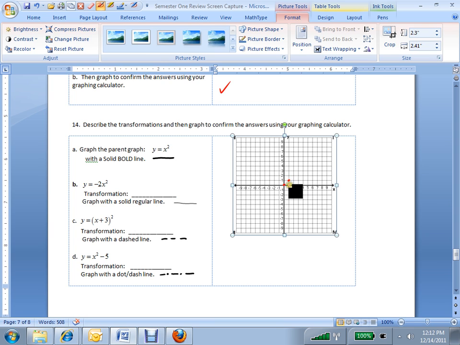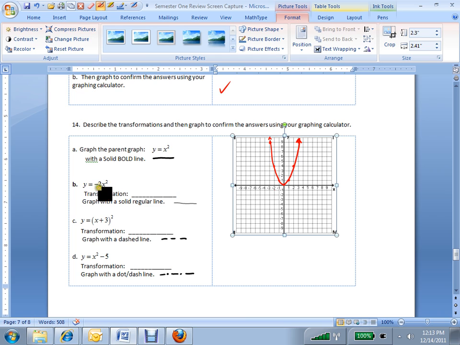So 1 squared is 1. If x is 2, 2 squared is 4. If x is 3, 3 squared is 9. You can also graph the other points. Negative 2 squared is positive 4 and negative 3 squared is positive 9. We now can go ahead and we have our basic parent graph of a parabola. That was part A.